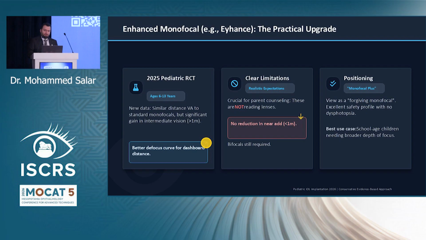Regarding the enhanced monofocal IOLs, for example the Vivity, we have similar distance vision, but a significant gain in intermediate vision. This is crucial for parent counseling. These are not a reading glass. You should counsel the family that their children will need bifocals, but with a lesser degree than with the usual standard monofocal.